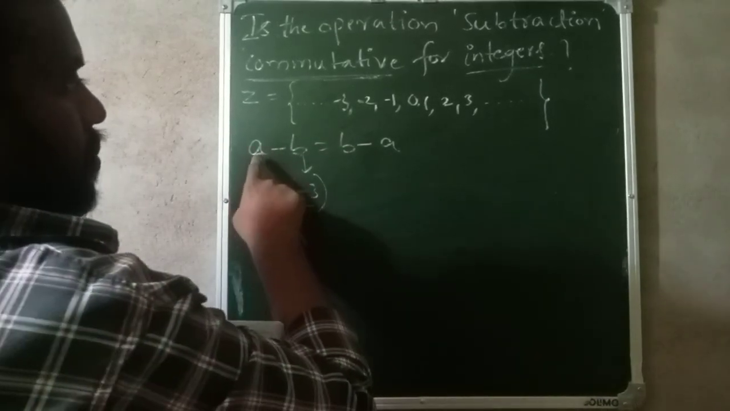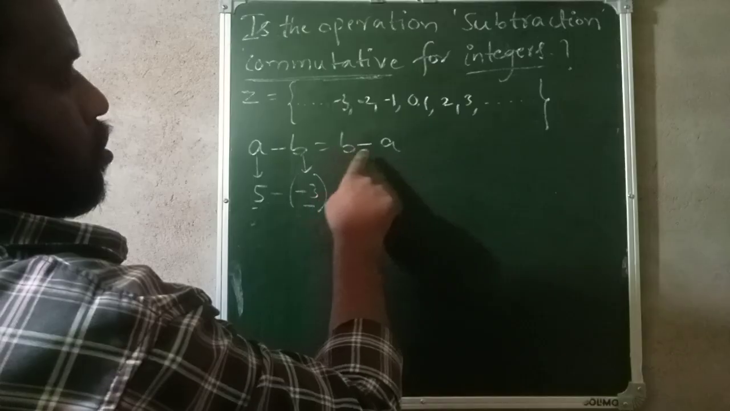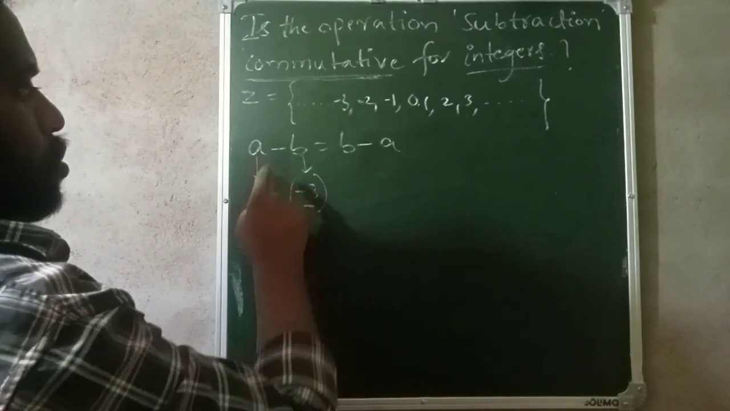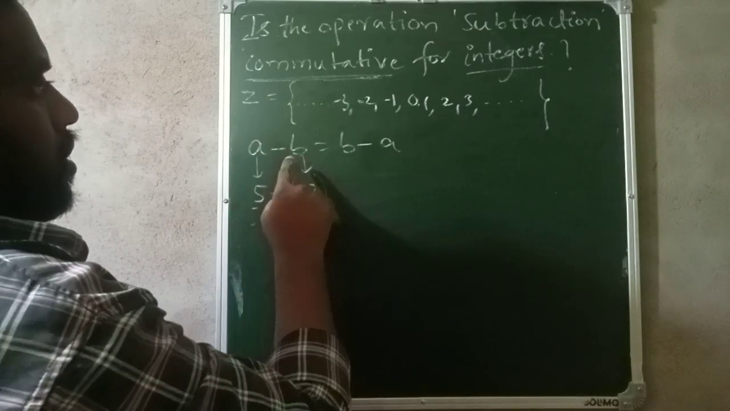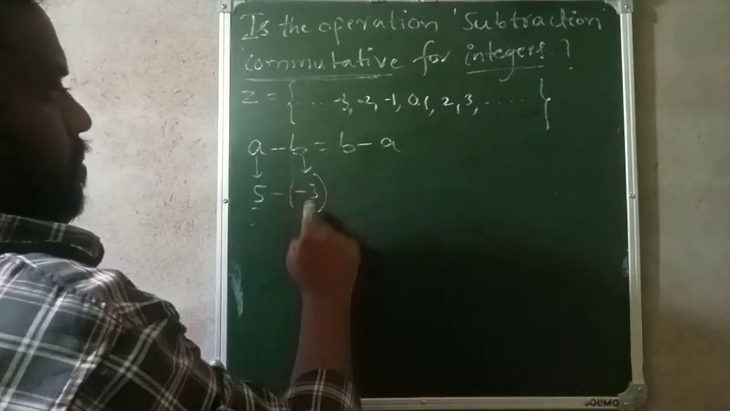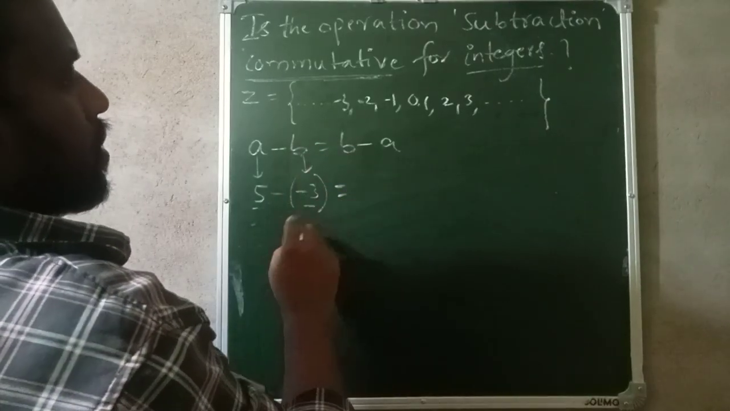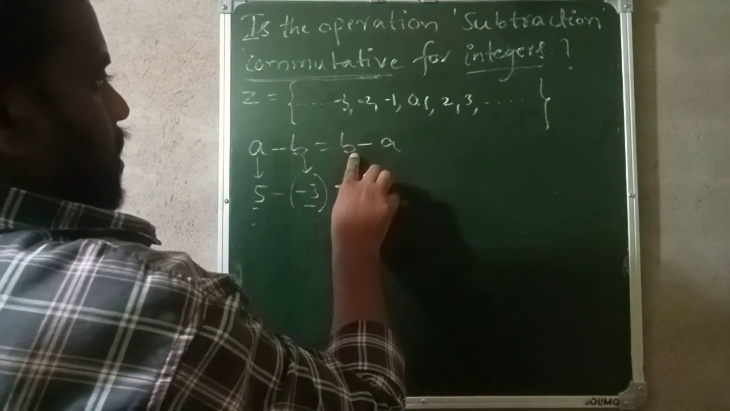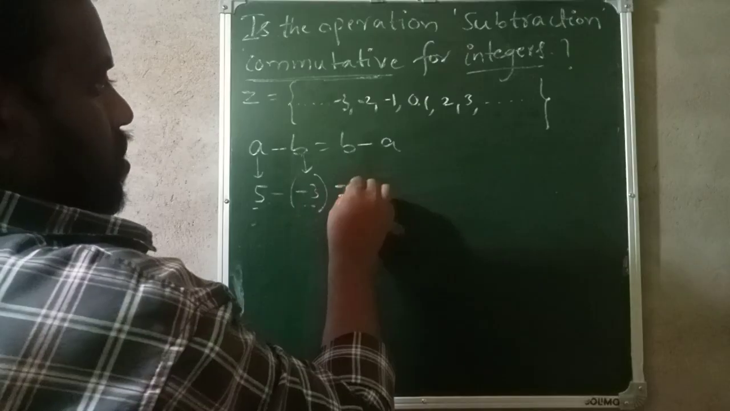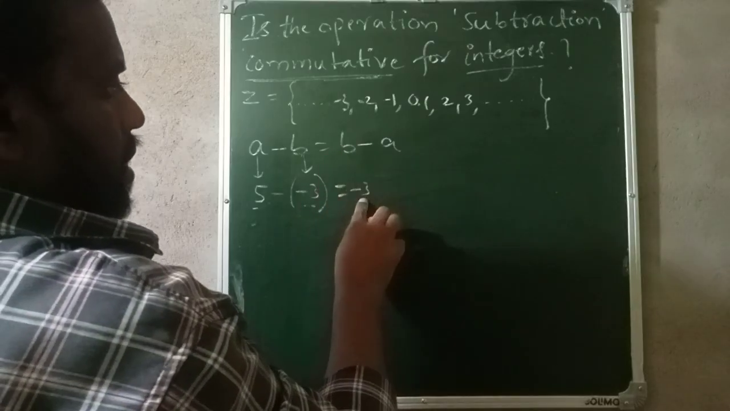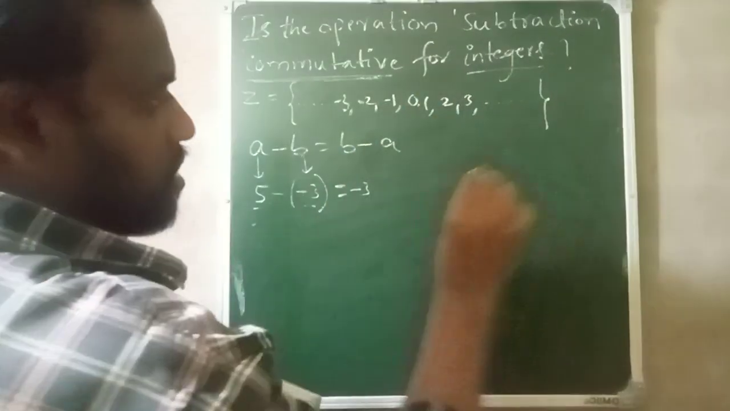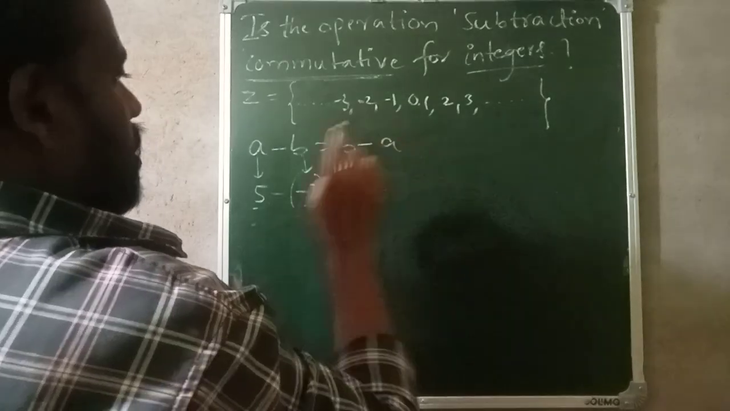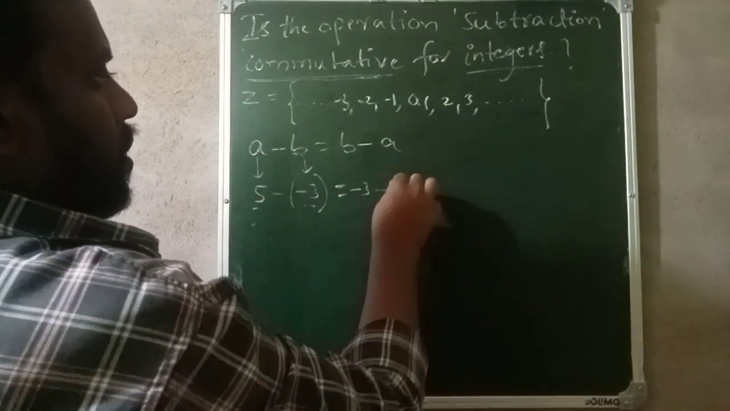So for A I have taken 5, for B I have taken minus 3. Now we have to check whether A minus B is equal to B minus A or not. So substitute for A 5, minus fixed, for B minus 3. Now is equal to, next, for B I have taken minus 3, so write it here in place of B minus 3. This minus is fixed. For A I have taken 5, write 5.